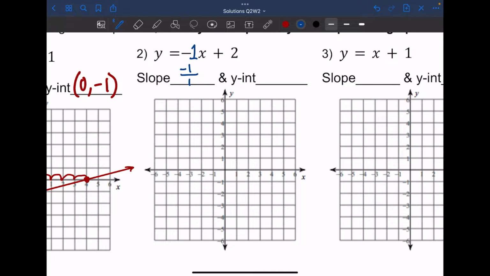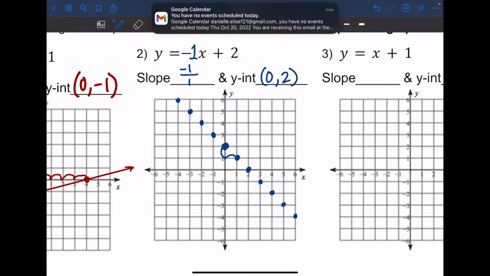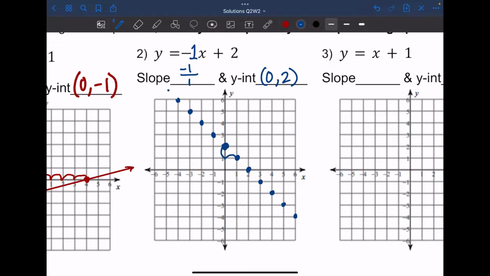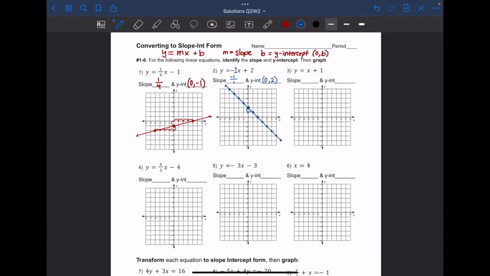And the y-intercept here is positive 2, so 0, comma, positive 2. So we're going to start at positive 2, go down 1, and then over 1. And if we repeat that pattern, we will have a line that looks like this. Down 1 over 1, and if we go up 1, we go left 1. So we're going to go right through here, and there is our line. So this is basically how we're going to do questions 1 through 6 here.